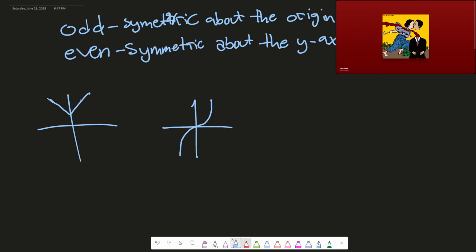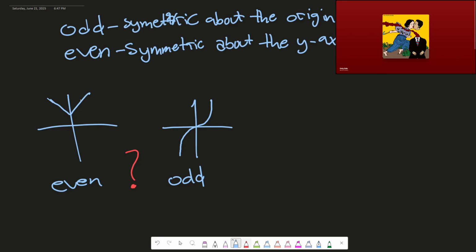Out of both of these, which one is odd and which one is even? I want you to pause for a second. Once you think you figured it out, you can continue watching. And here we have the odd and here we have the even. By definition, this is even as it is symmetrical about the y-axis.